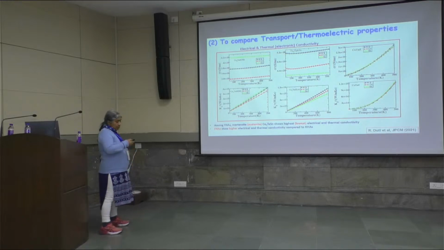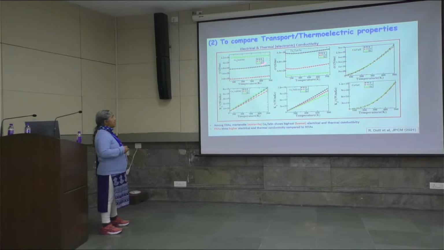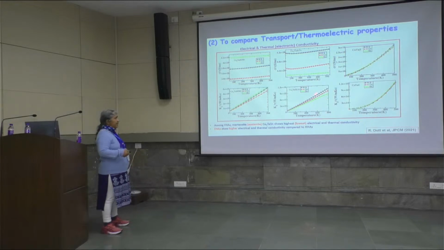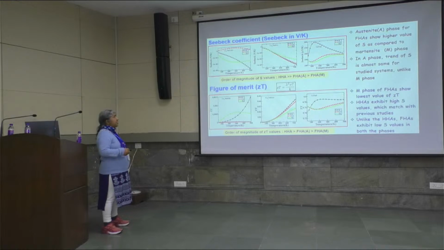Then second is to compare the thermoelectric properties or transport properties. So these are the electrical and thermal electronic conductivity values, sigma and kappa. Kappa is only the electronic part, because in this particular work we have done only the electronic contribution. We did not calculate any of the phonon contributions. In our later work we have done that, but not in this one, because here we are just interested in getting some kind of trend.